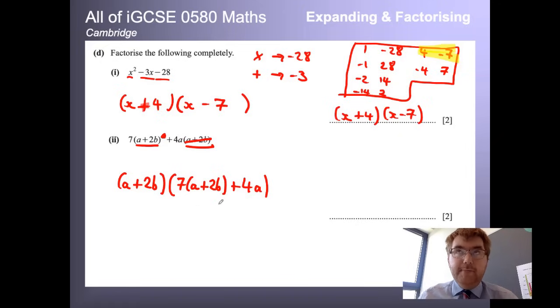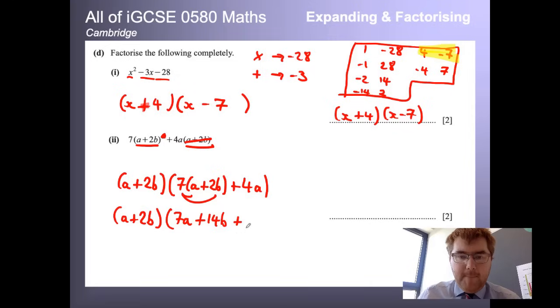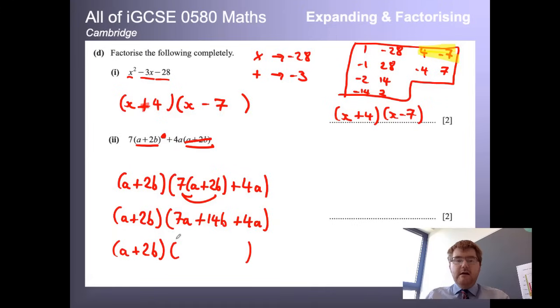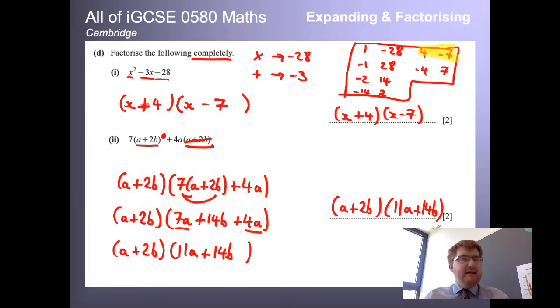And at this point, all we need to do is simplify that right bracket. So we get a plus 2b. Let's expand this out using the hook. So we get 7a, 7 times a is 7a, 7 times 2b is plus 14b, plus 4a, and now we've got a little bit of like term stuff to work with here, because remember 7a plus 4a is equal to 11a. So remember, we have to do it completely, important word, which means we have to get it all the way to that final answer. So if we factorize this, we get a plus 2b and 11a plus 14b, just like so.